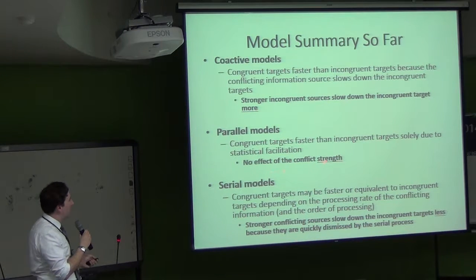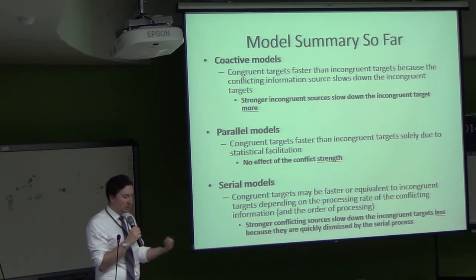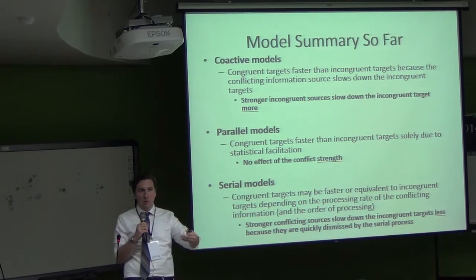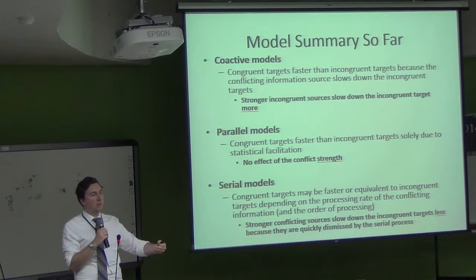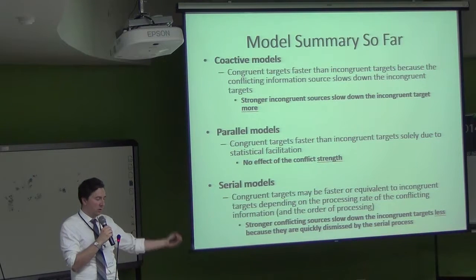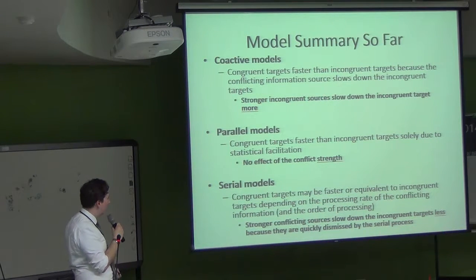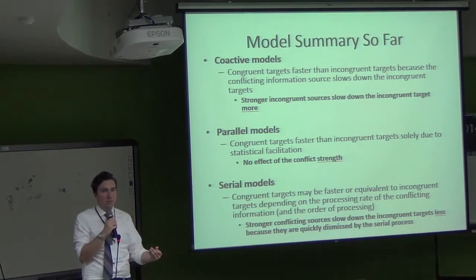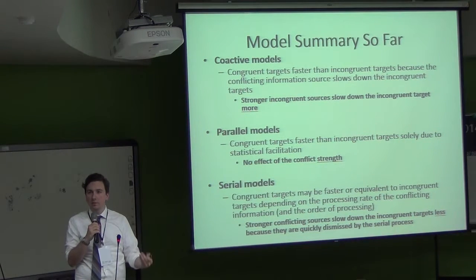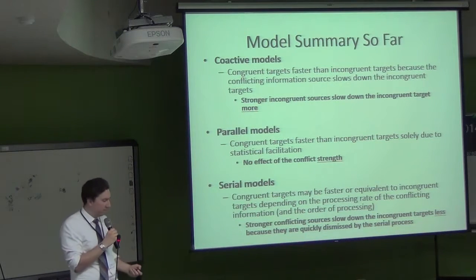Parallel models don't predict any effective conflict strength. But for serial models, the prediction goes in the opposite direction. And the reason for this is because you're processing these things one at a time. If you have very strong evidence for the incorrect response, you can quickly reject it and move on to processing the correct response, the correct source of information. If you have weak evidence for the incorrect response, it takes you a lot longer to process it and move on.